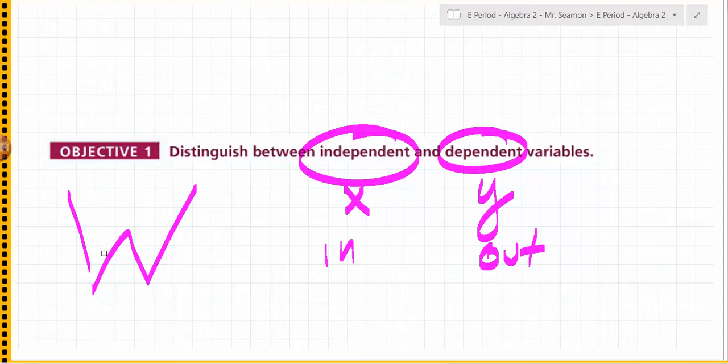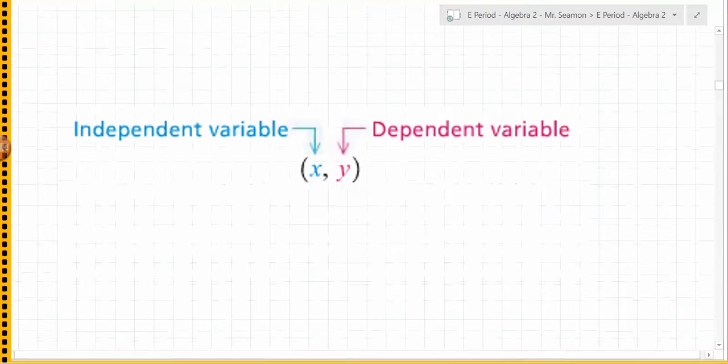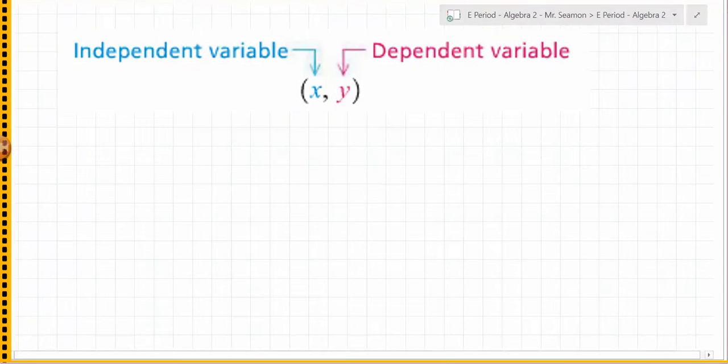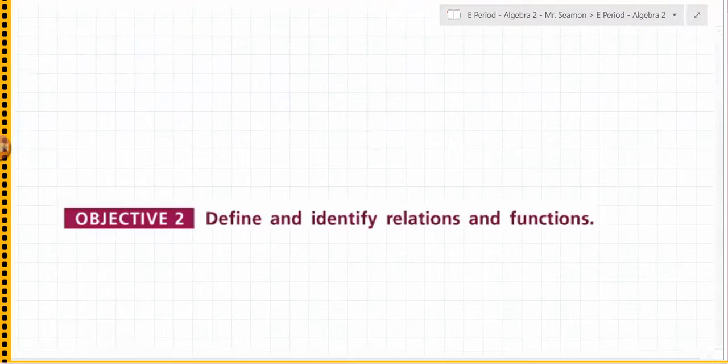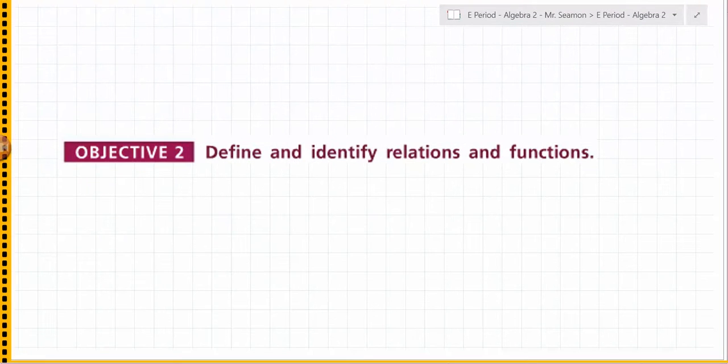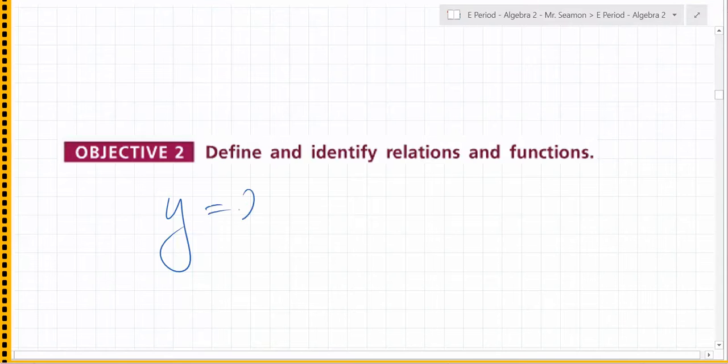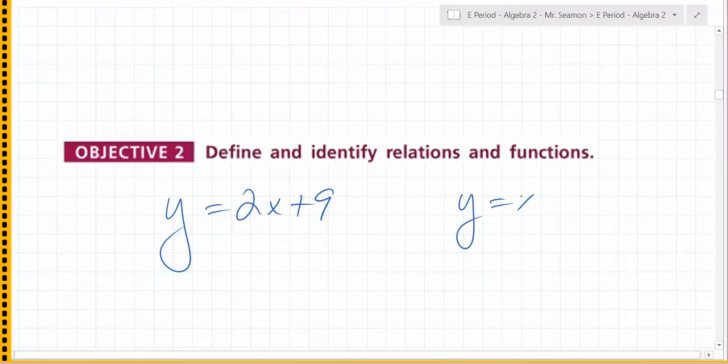Okay, so we have input and output. You have your independent variable and your dependent variable. So next, let's move on. We've looked at lots and lots of functions. Here's something that we've looked at that is a function. We've called them functions. They are functions. Y equals 2x plus 9. That is a function. Y equals x squared. That's another function.